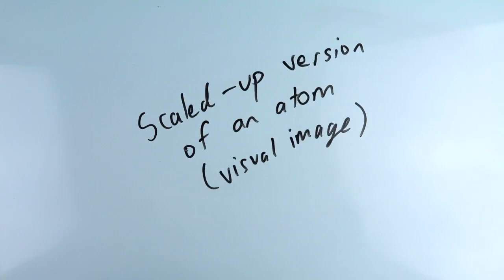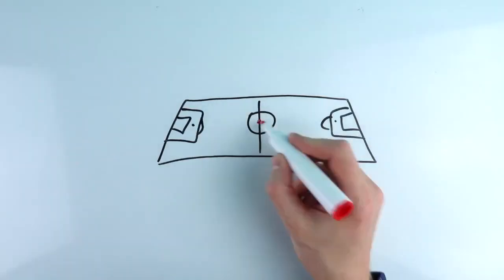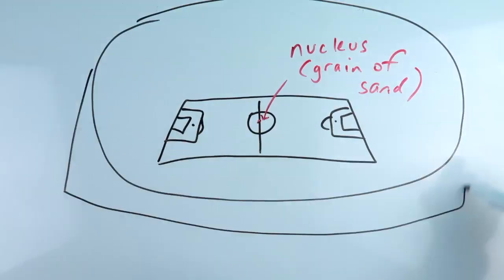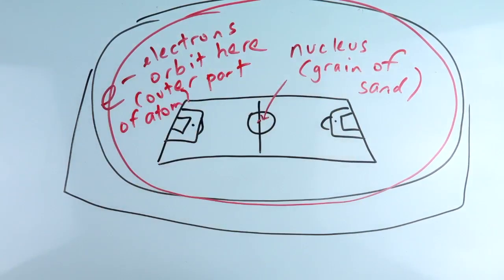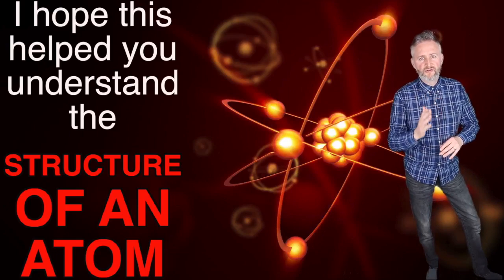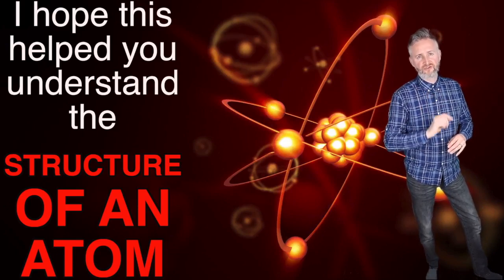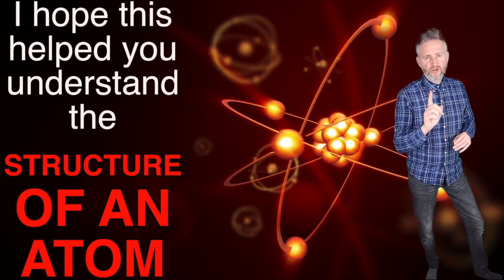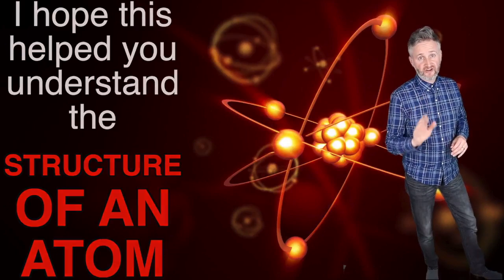If you want a visual image that represents a scaled up version of an atom, if you made the nucleus of the atom the size of a grain of sand and you placed it on the centre spot of a football pitch, then the outer part of the atom, where the electrons orbit, would be where the people sit in the stadium seats. Take a millimetre, chop it up into a million bits, and that's 1 nanometre. The size of an atom is a tenth of 1 nanometre, so that is very, very small.